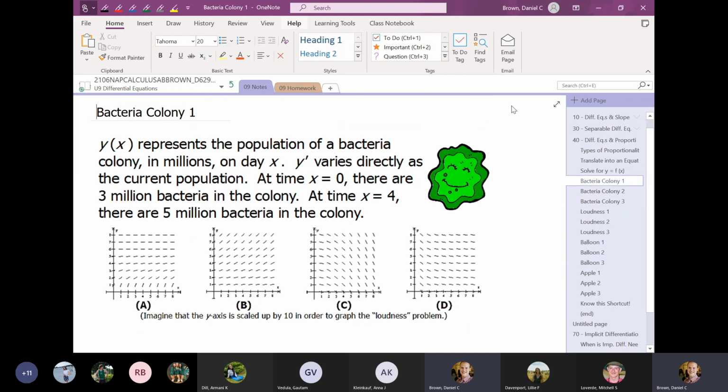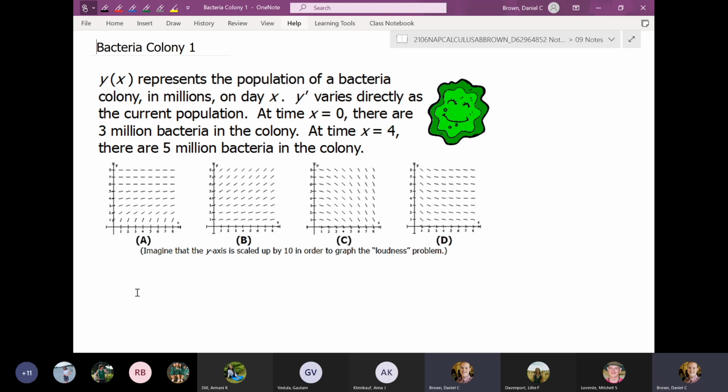So let's do the bacteria one first. And the first thing is one that we can do kind of without the calculus, figuring out which slope field matches. Let's pull out the important stuff, though, when we read this problem. Knowing what your variables represent is important. So we see that y is representing the population of the bacteria. We have the x, which is basically representing time measured in days.